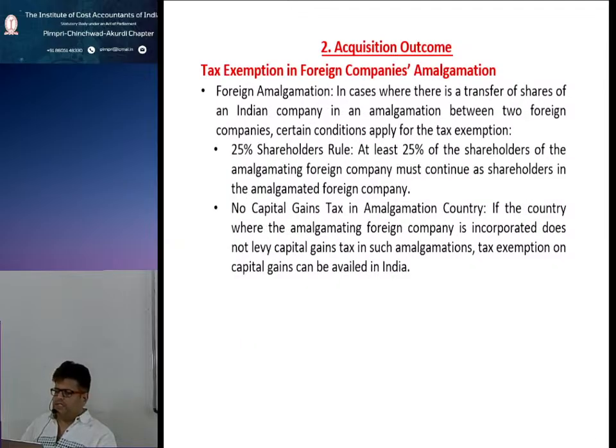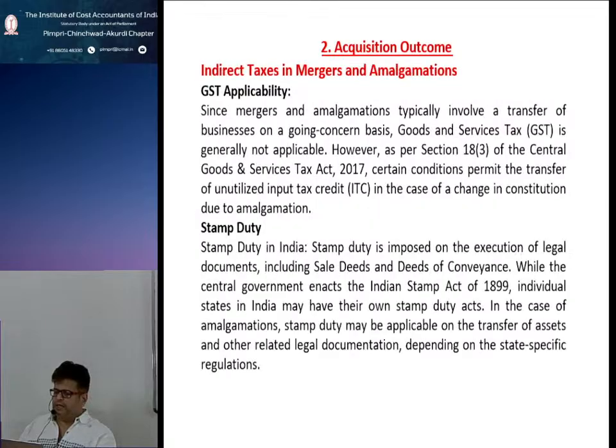The tax exemption in foreign companies amalgamation: in cases where there is a transfer of shares of an Indian company in the amalgamation between two foreign companies, certain conditions apply for the tax exemption. One is the 25% shareholders rule. At least 25% of the shareholders of the amalgamating foreign company must continue as shareholders in the amalgamated foreign company, and no capital gains tax is levied in the amalgamation. If the country where the amalgamating foreign company is incorporated does not levy capital gains tax in such amalgamations, tax exemption on capital gains can be availed in India.